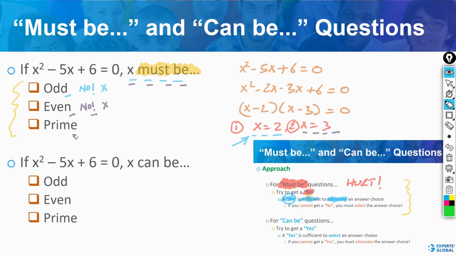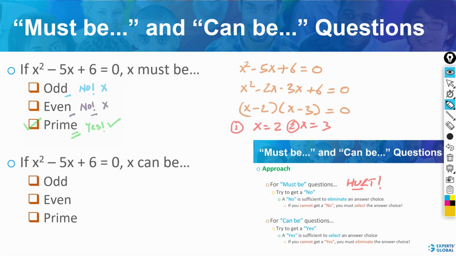However, in the case of the third answer choice here, whether we select x equals 2 or we select x equals 3, we only get yes as the answer. See, we could not get a no, and therefore the third answer choice here must be selected. And the answer to this question is C only. Let us now look at the second question. This is a can-be question.